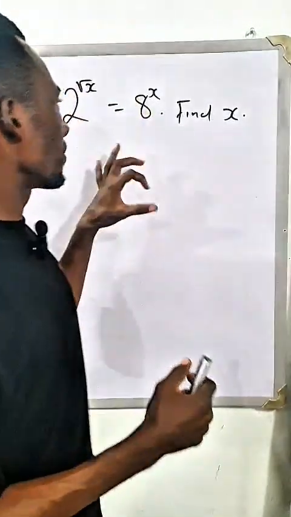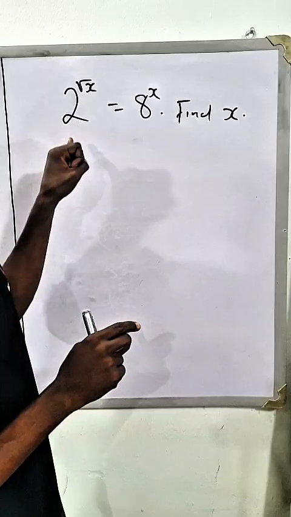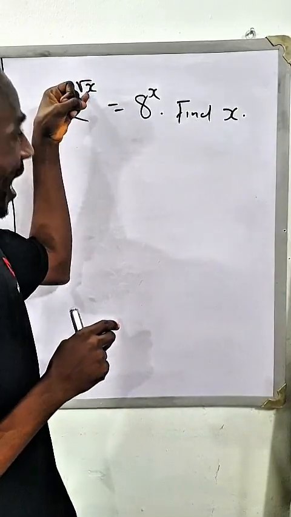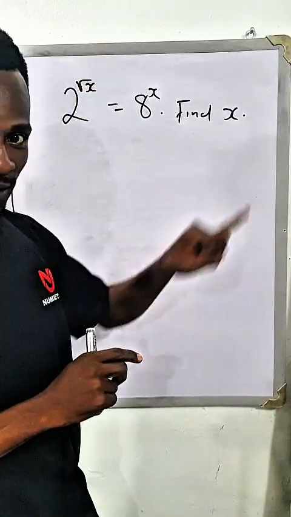Okay, look at this one. Let me show you how to solve this. Let's read it out. 2 raised to power of root x equal to 8 raised to power of x, and you are asked to find x.